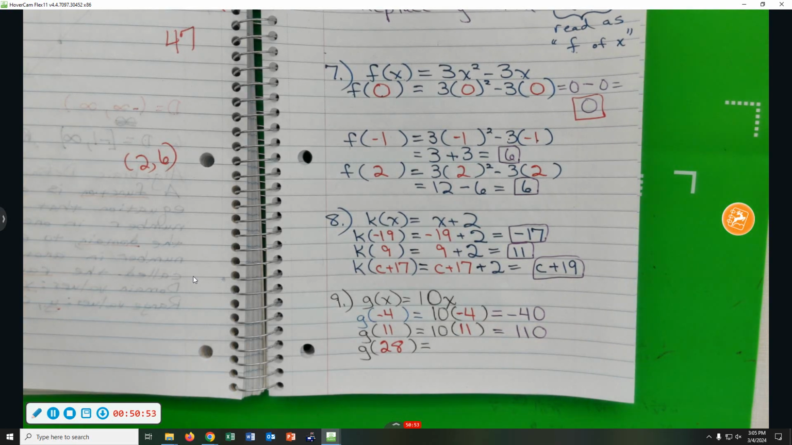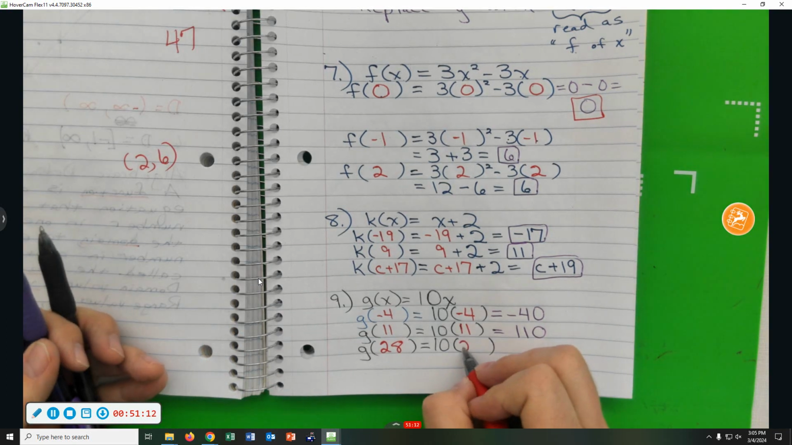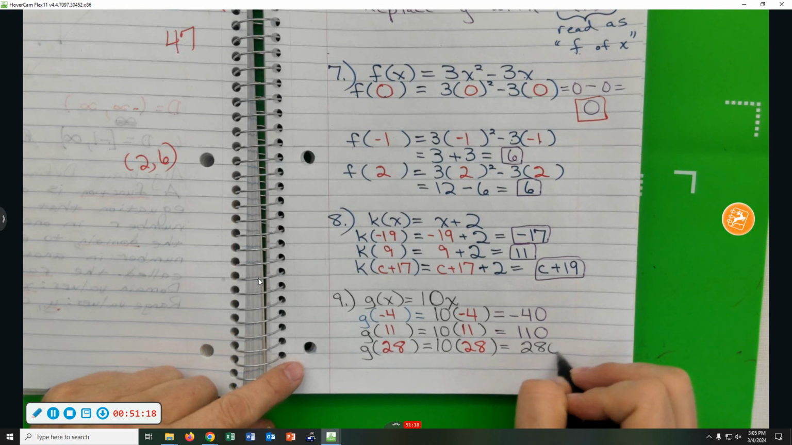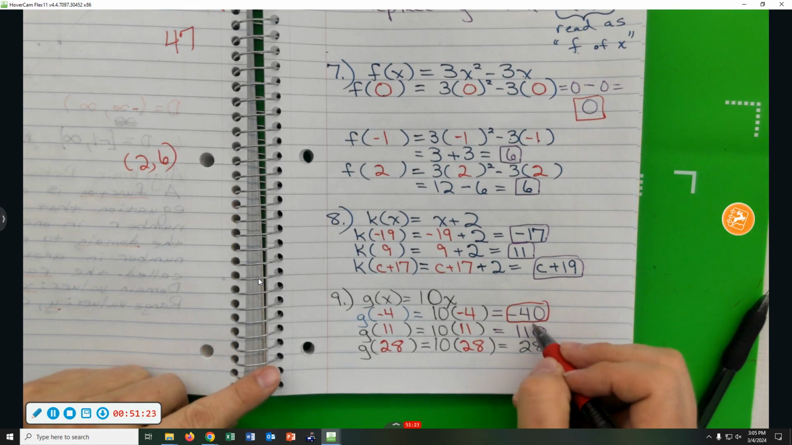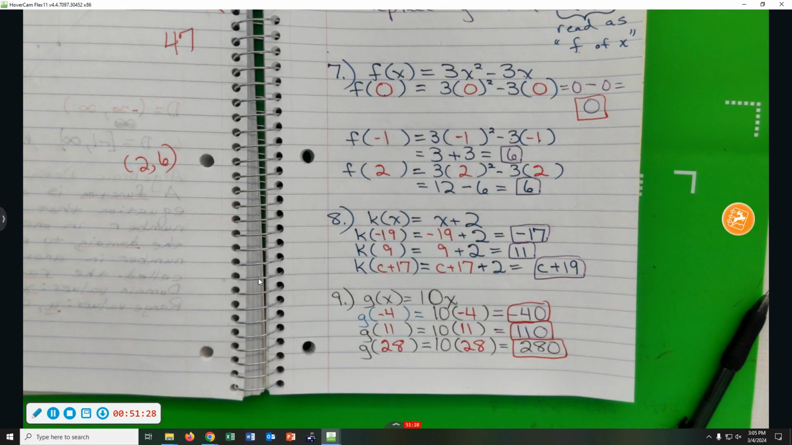For our y value. We'll just wait and punch all three of these numbers in. Last one, g of 28. That says go to your function g, wherever you see an x, replace it with 28. And 10 times 28 gives me a y value of 280. So -40, 110, and 280. Any questions there?